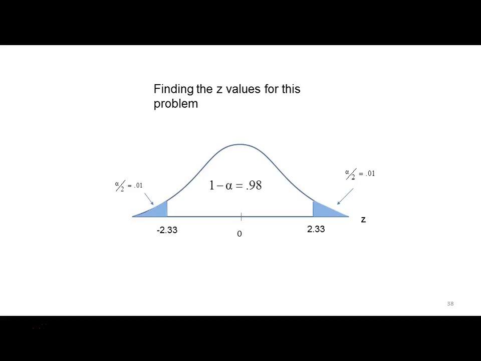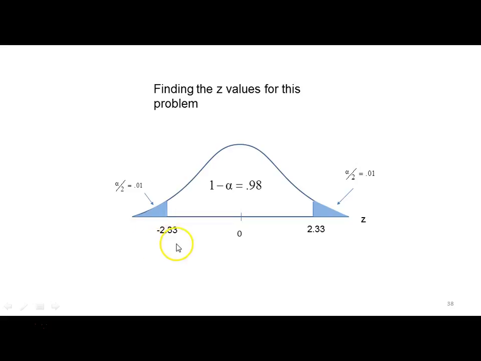If you're not sure about the z-value of 2.33, here's how you would find it. Go to your z-table. We want 98% confidence. Remember, that's the area in the middle of the distribution. And that means the other alpha percent is half out here, 1% out here, and 1% down here. So if you work backwards on the z-table, you should be able to find that those z-values are plus or minus 2.33.